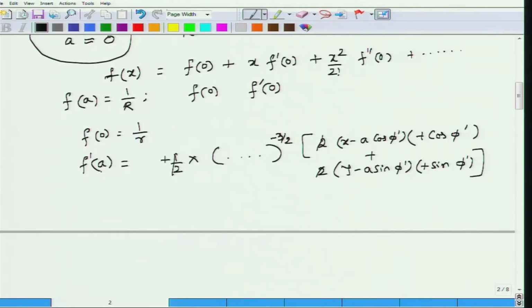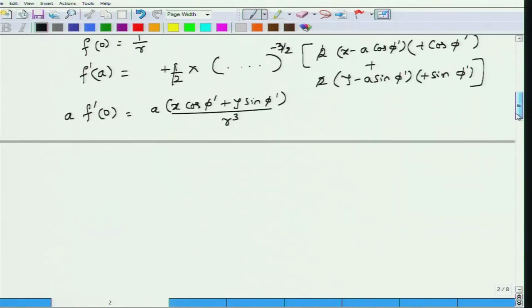Now if I substitute a equal to 0, this term becomes x cos phi prime, this becomes y sin phi prime, and in the denominator this becomes r to the power cube, right. So f prime of 0 is given by x cos phi prime plus y sin phi prime divided by r cube. If I multiply this by a, I will get a into x cos phi prime plus y sin phi prime divided by r cube, okay.